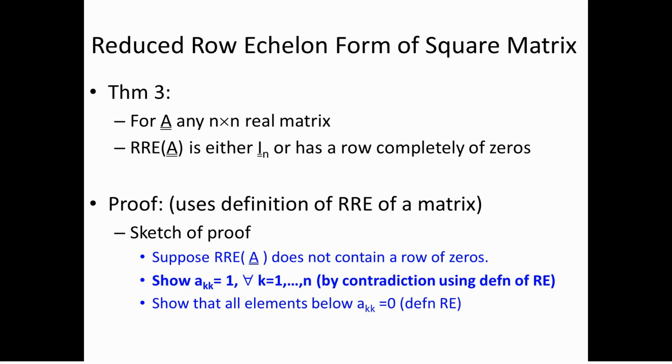Okay. And that's obvious. That follows from row echelon form. That's not hard. And then we want to show that all the elements above it are 0. And that follows from the definition of reduced row echelon form. So this is a good theorem to try to prove on your own, just to convince yourself that you have a good grasp of all the definitions.